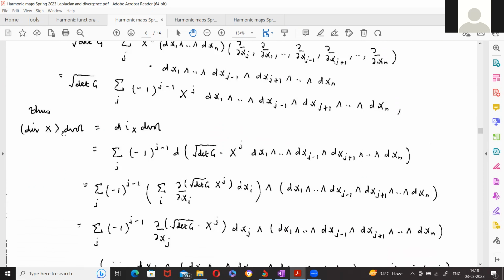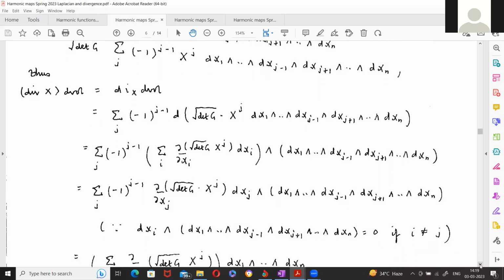So we know that div x into dvol is d of Ix dvol, right? So I have to take d of this expression here. So this will be sum over j of minus 1 to the j minus 1, d of this square root determinant g into xj into this, right? So then I use the definition of the exterior derivative. For each term, this will be d of this function, wedge this n-1 form. So d of this function is sum over i del del xi of square root determinant g into xj dxi. And then I have this wedge product.